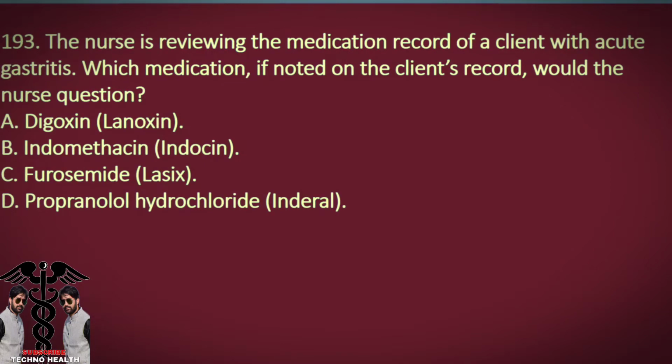Question 193. The nurse is reviewing the medication record of a client with acute gastritis. Which medication, if noted on the client's record, would the nurse question? A. Digoxin, Lanoxin. B. Indomethacin, Indocin. C. Furosemide, Lasix. D. Propranolol hydrochloride, Inderal.